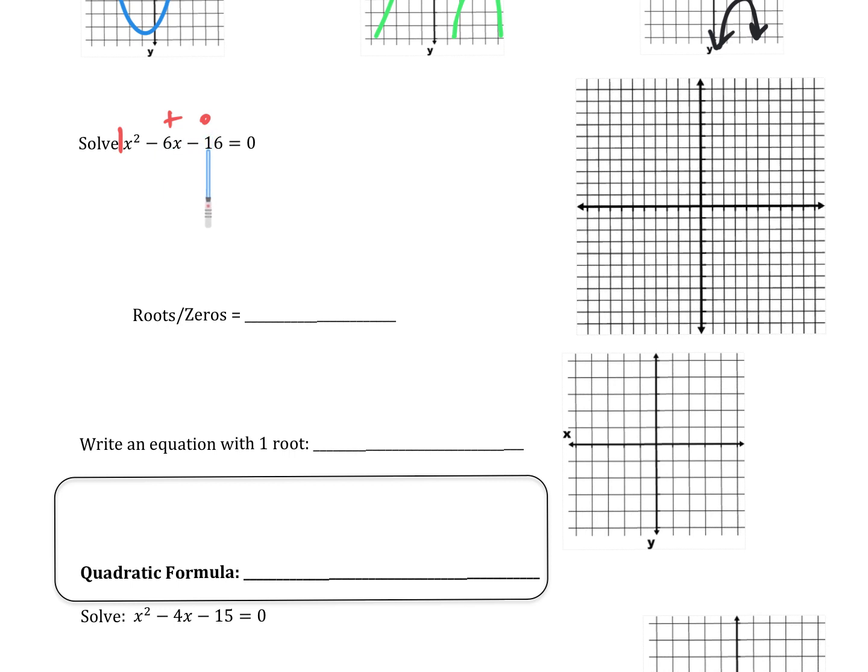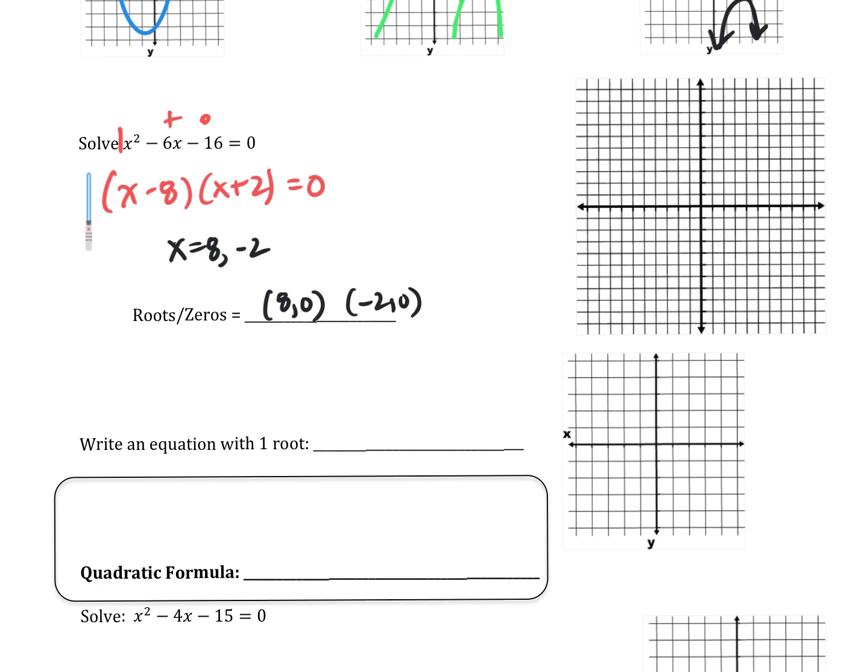What multiplies to be negative 16 and adds to be negative 6? X minus 8 and x plus 2. That's why we love toot, because it's so quick. We get to jump right there. What are my zeros? X is 8 and negative 2. That means my roots, my zeros, my x-intercepts are 8, 0 and negative 2, 0.